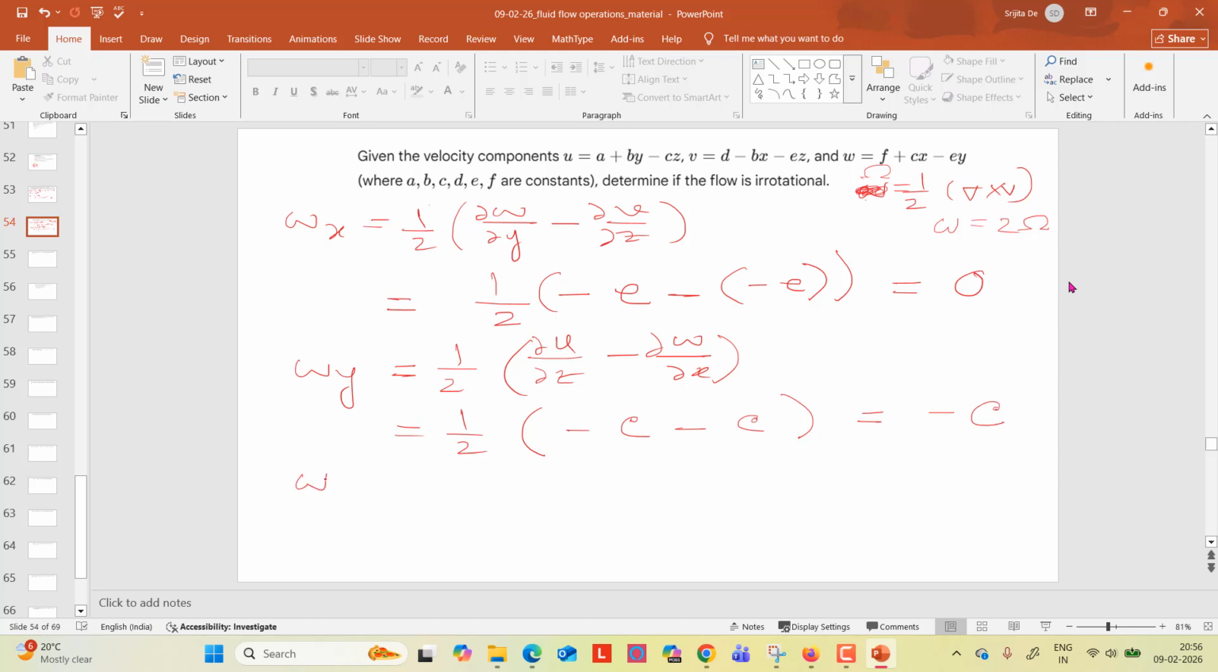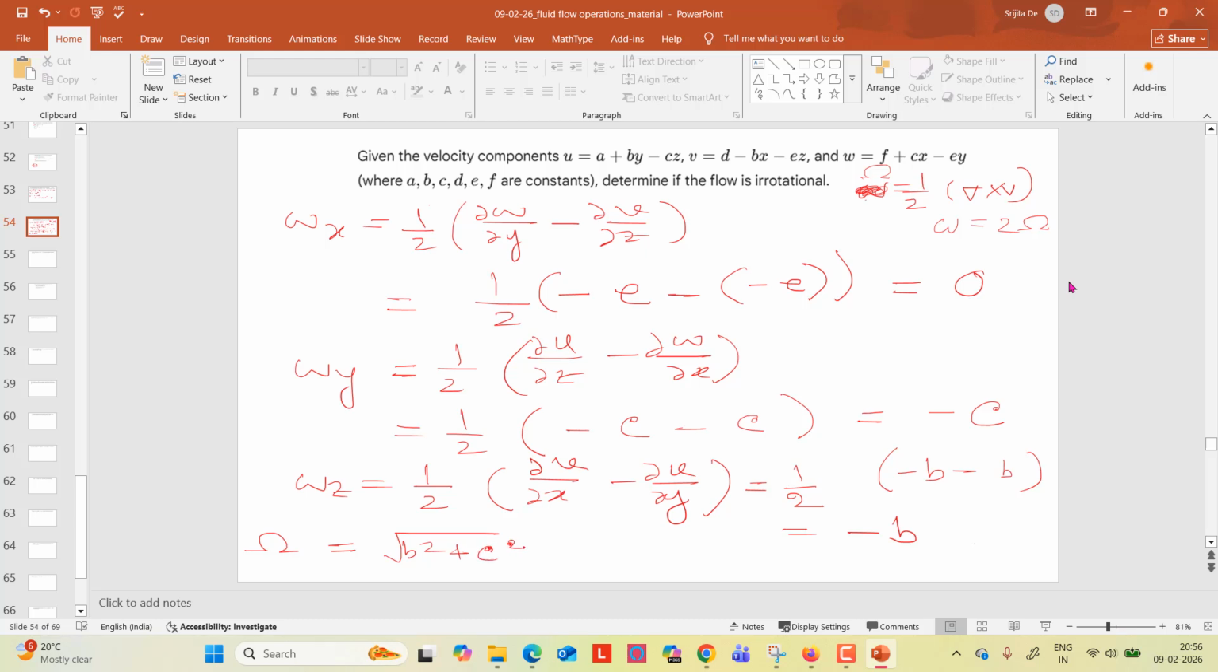Next, wz equals half of del v del x minus del u del y, which equals half of del v del x is minus b, del u del y is b. So it is again minus b. So the angular velocity is coming as the summation of all these things. So it is coming as b square plus c square.